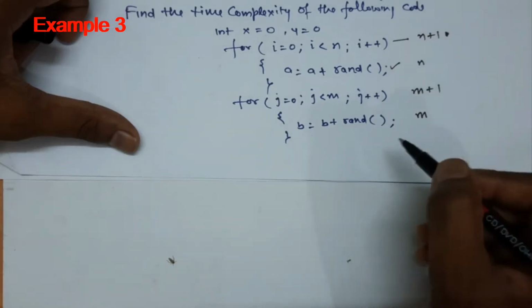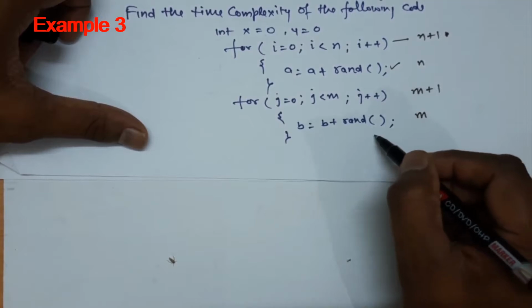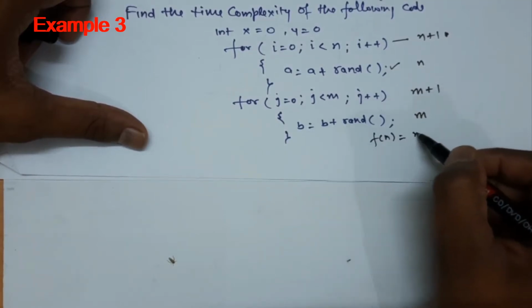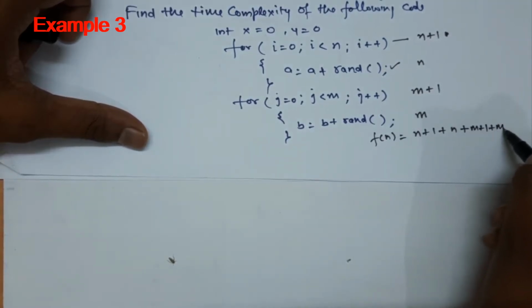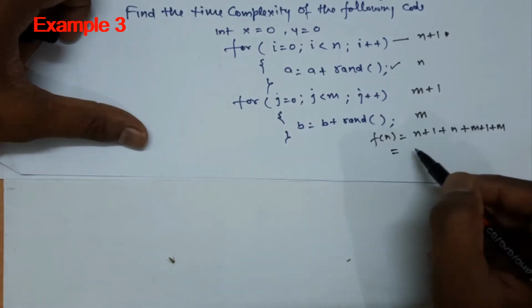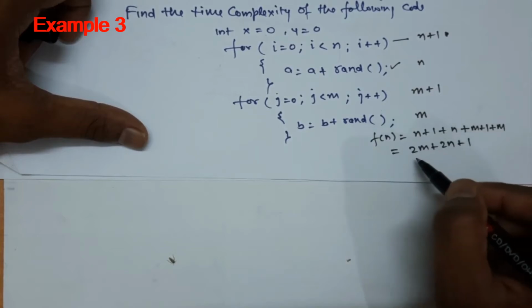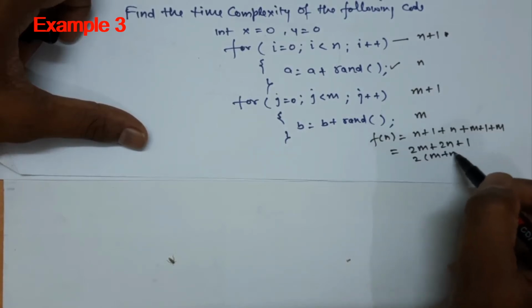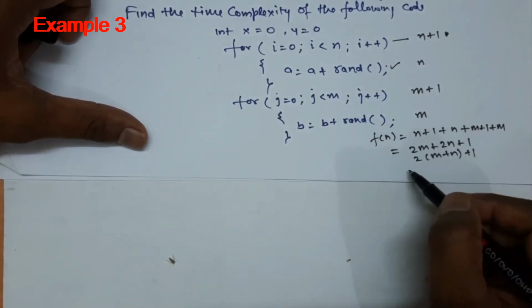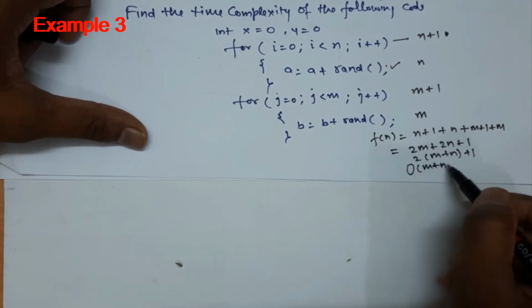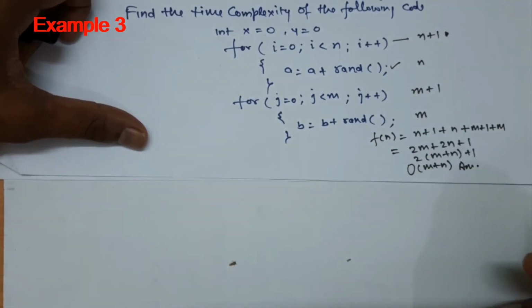Fine. So the total time will be represented by the function f of n equals to n plus 1 plus n plus m plus 1 plus m. So this can be represented as 2m plus 2n plus 1. So it can be represented as big O notation, that is order of m plus n. Okay, so this is the answer for this example.